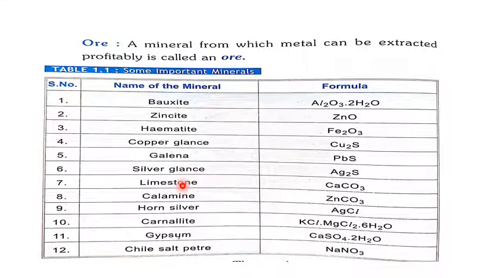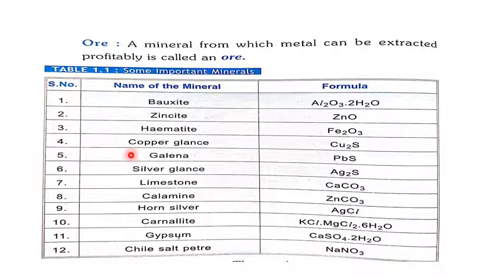Next, limestone is the ore of calcium, the formula is CaCO3. Next, calamine is another ore of zinc, that is ZnCO3. Next, horn silver is another ore of silver, that is AgCl. Next, carnallite is the ore of magnesium, formula KCl·MgCl2·6H2O. Next, gypsum is the ore of calcium, formula CaSO4·2H2O. Next, Chile saltpeter is NaNO3. This is the ore of sodium.